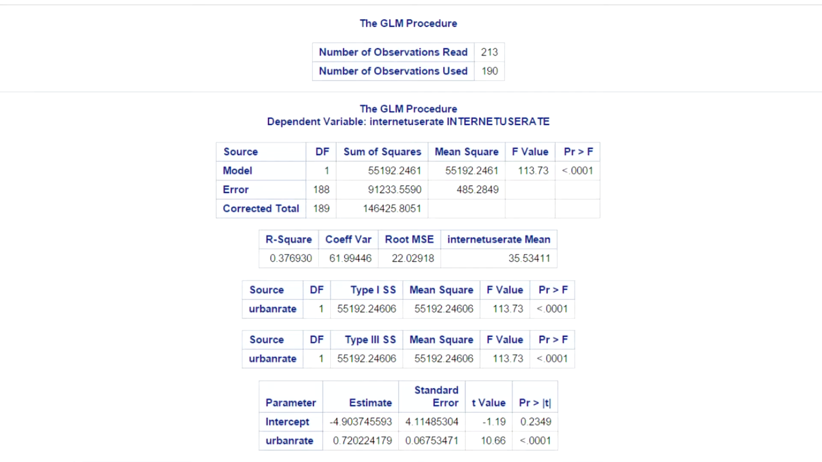The GLM procedure also gives an R-squared value, a value that we talked about in the chapter on Pearson correlation. Now, we don't need to calculate the R-squared value by hand, as it will be directly given to us. We know now that this model accounts for about 38% of the variability we see in our response variable, internet use rate.